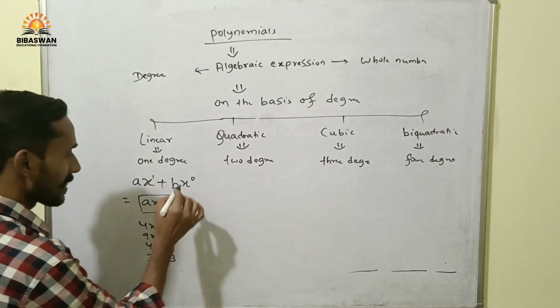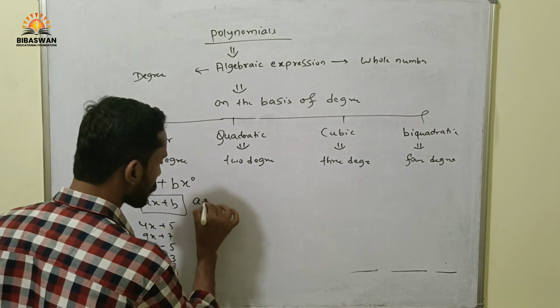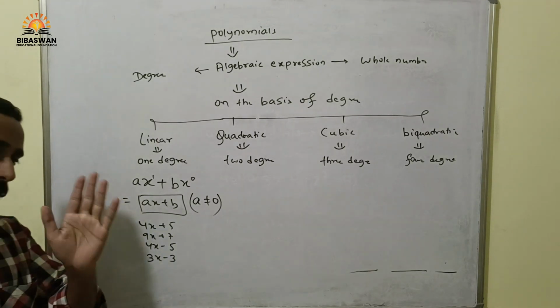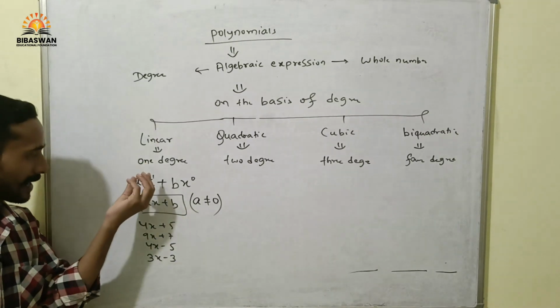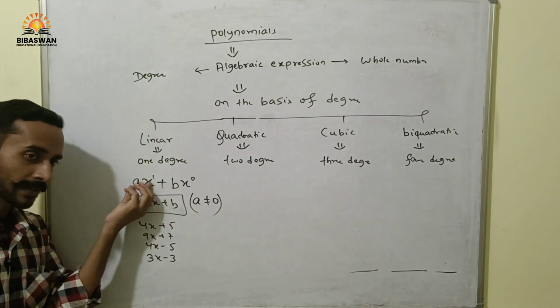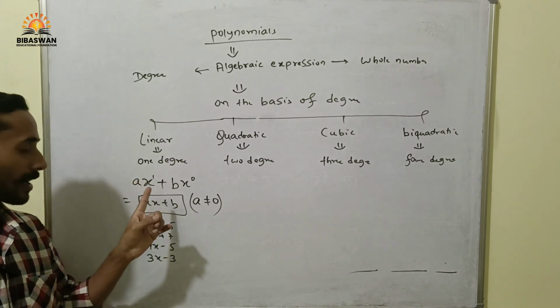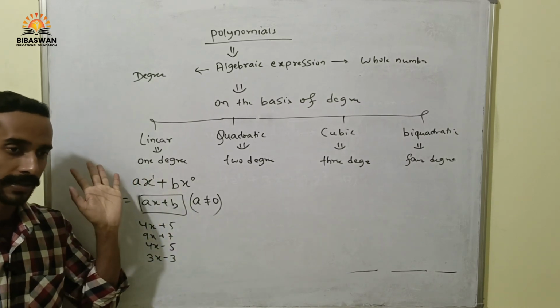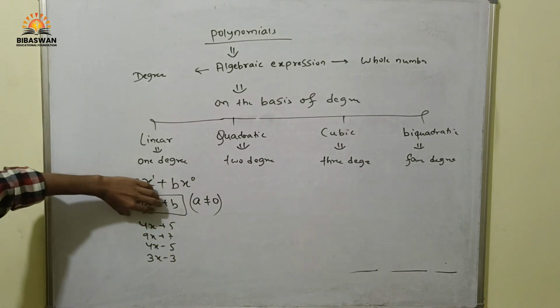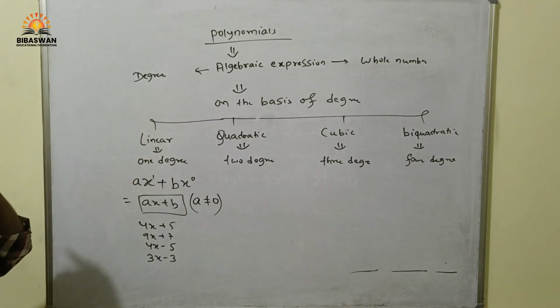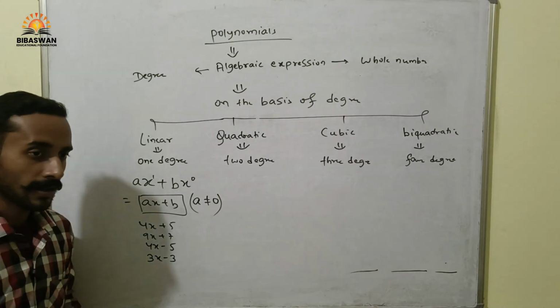No. But here there is a condition: a should not be equal to 0. Why should a not be equal to 0? Because if a is equal to 0, then this part disappears, and if this part disappears, then this is no longer a linear polynomial. Understood? So a is not equal to 0.